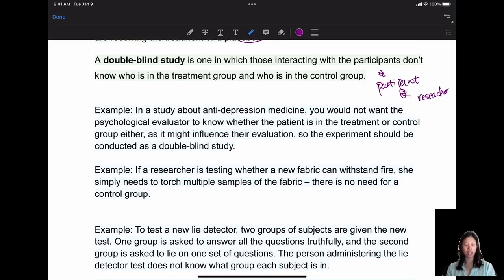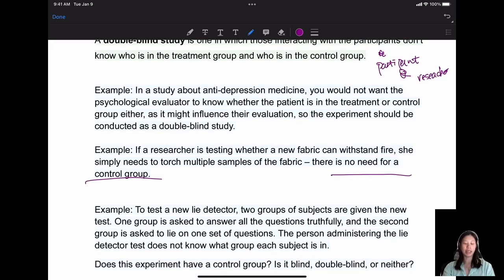Another example is if a researcher is testing whether a new fabric can withstand fire, you simply need to torch multiple samples of the fabric. There's no need for a control group. Sometimes we don't need a blind or double-blind study. You just need to test the fabric, so you don't need a control group.